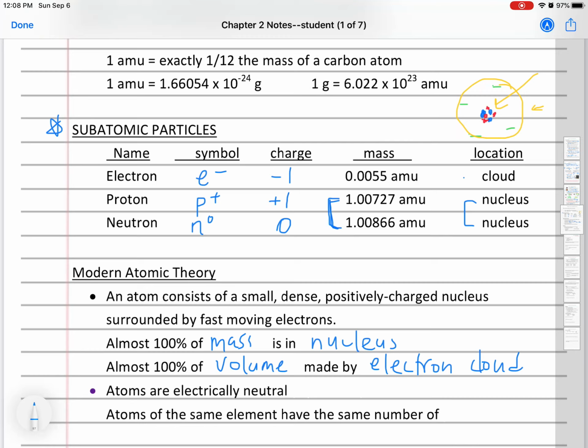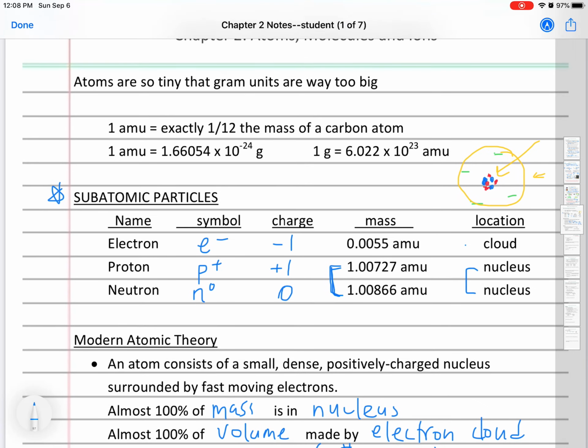Atoms are, by definition, electrically neutral, meaning that the number of protons equals the number of electrons. The number of protons equals the number of electrons. That makes them neutral. And atoms of the same element have the same number of protons. It's the protons that determine the actual identity of the element.